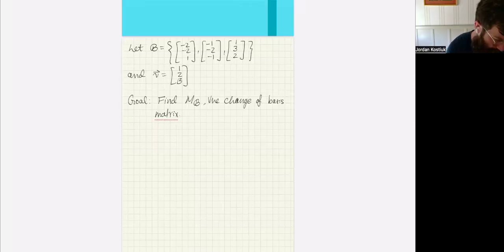All right. So, in this video, we're going to start with this non-standard basis B of three vectors for R3. And we have this vector 1, 2, 3. Our goal is to find the change of basis matrix from basis B to the standard matrix. And then we're going to show how to use this matrix to express V in terms of this non-standard basis.